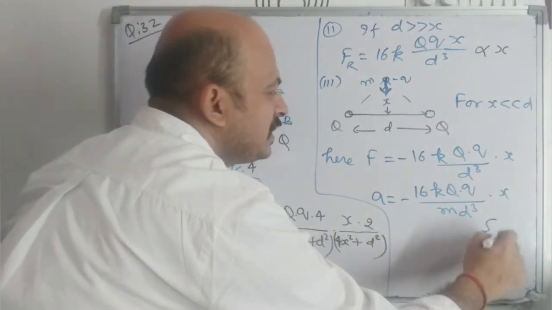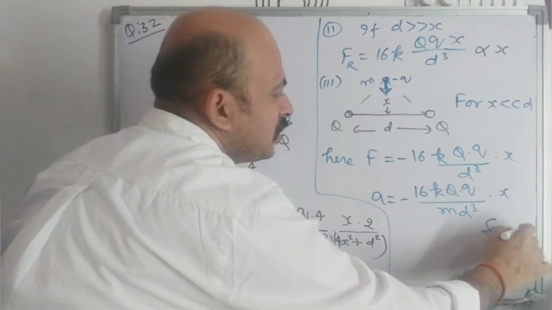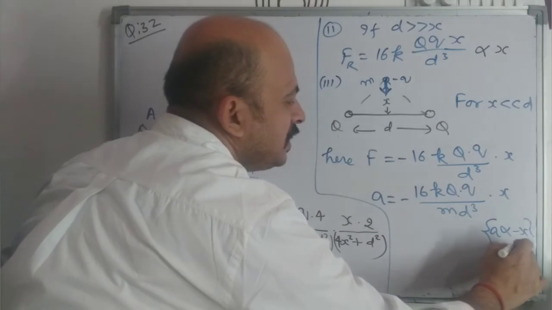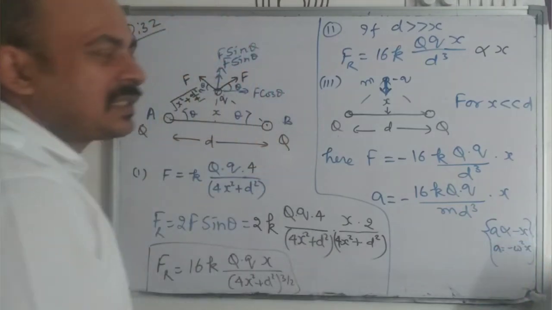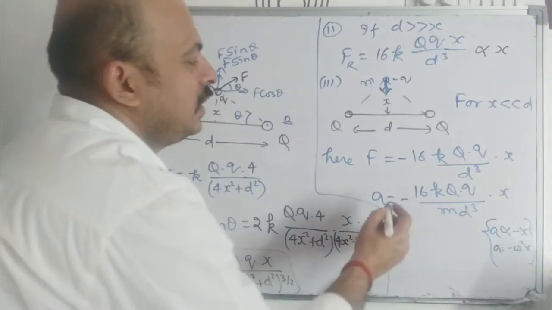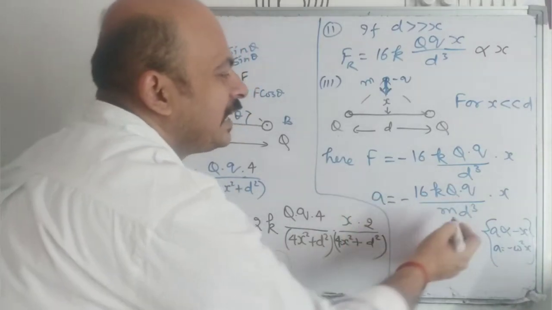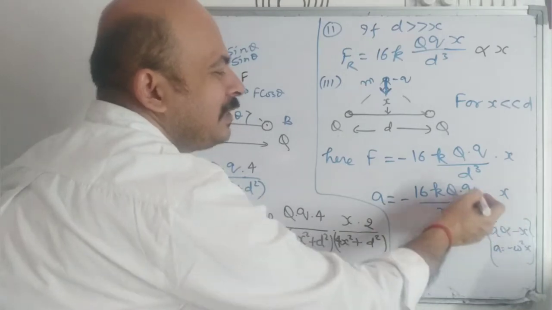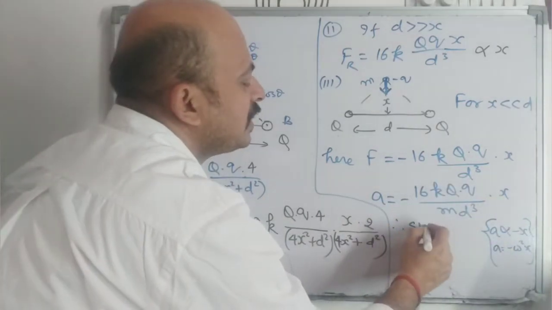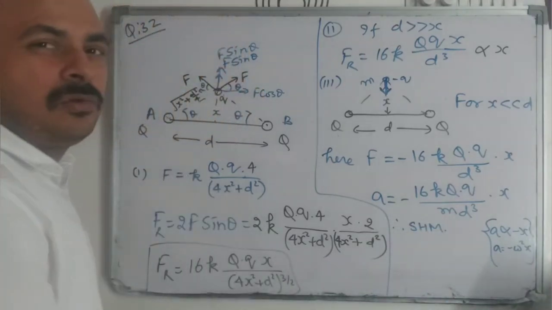You know, for SHM, acceleration should be directly proportional to minus of displacement. That is, A is equal to minus omega square x. So if you compare, A is equal to minus omega square x. Here, because A is directly proportional to minus of displacement, these quantities are constant. So we can say that the body is executing simple harmonic motion.